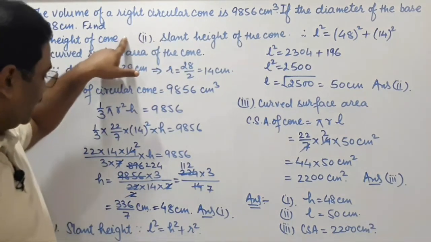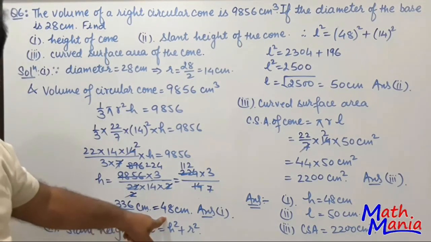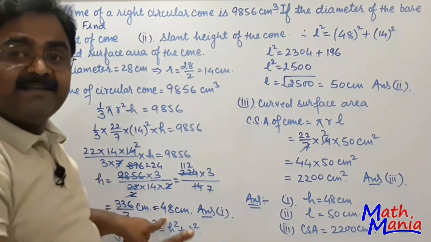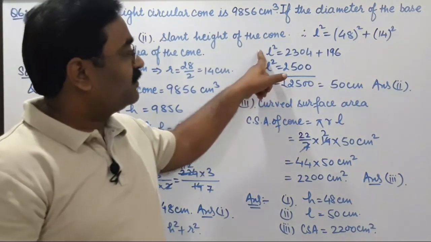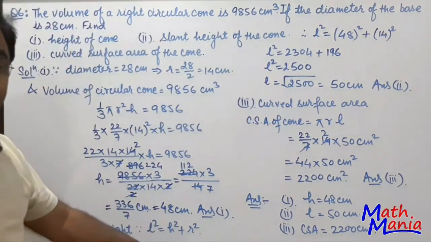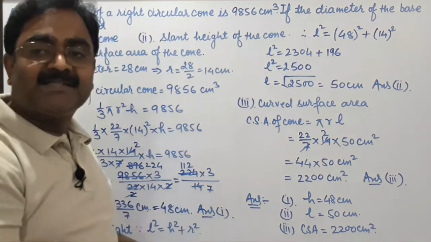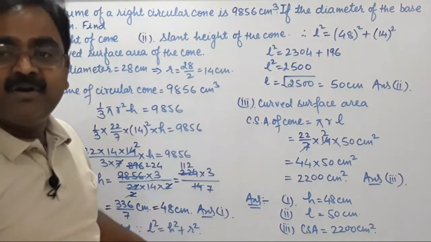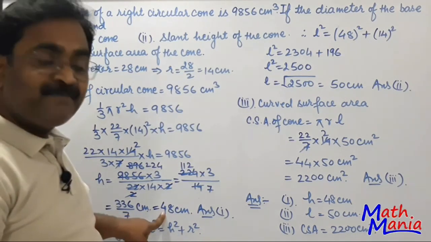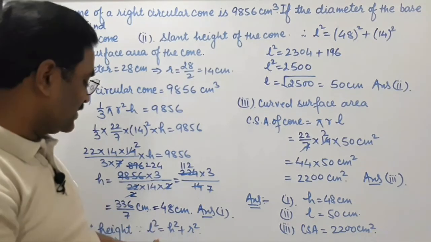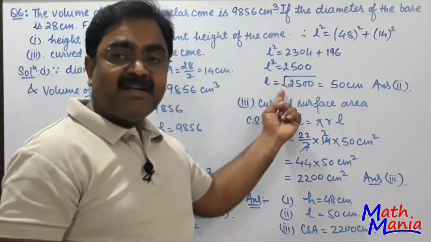First we found the height. After getting the value of height, 48 centimeter, this height is connected to the slant height. As you know the formula L square is equal to H square plus R square, we could find the slant height only when we had the value of height. So we found the height in the first part, and after finding the height we can easily find the slant height. We found the slant height.